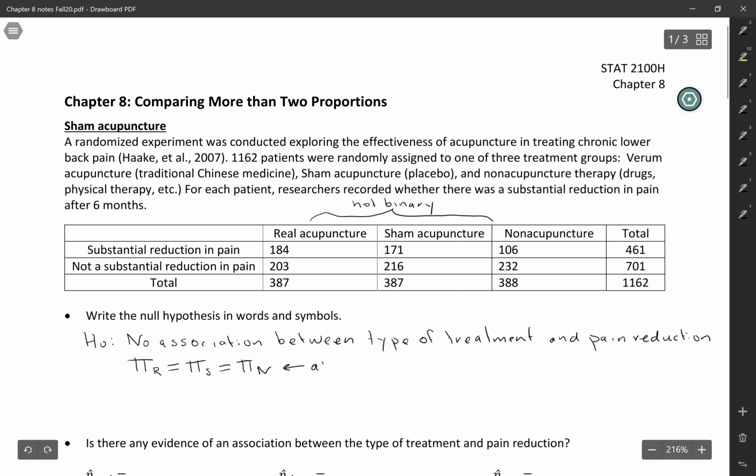So this is saying that all of the treatments are equally effective. Notice it's not saying that none of them work. It's just saying that they all work equally well.